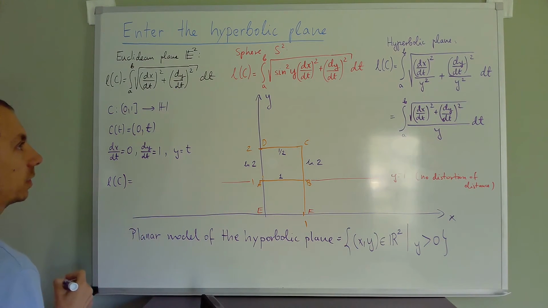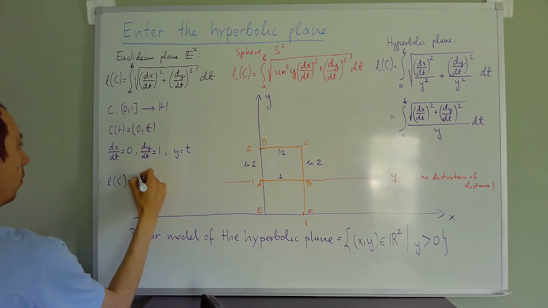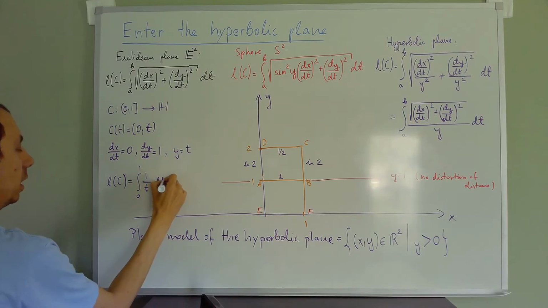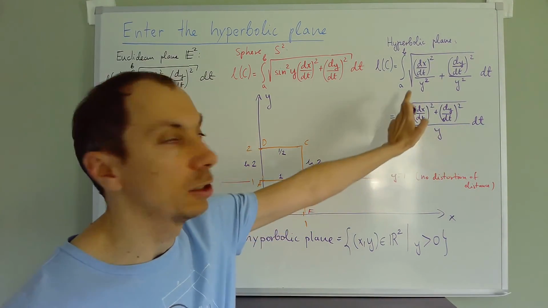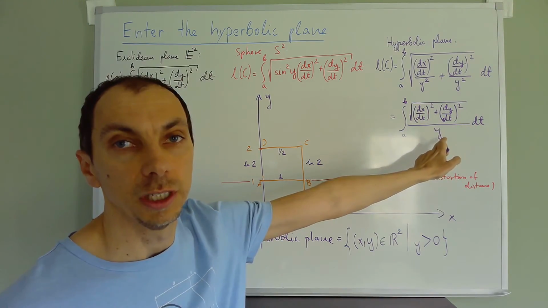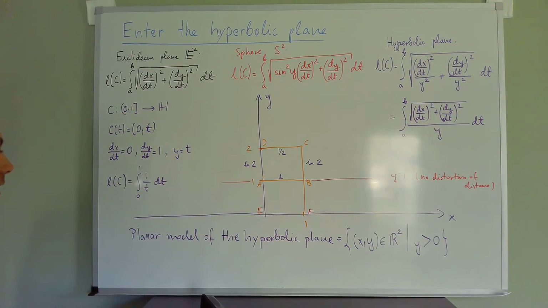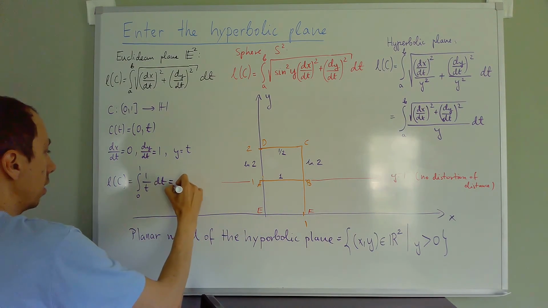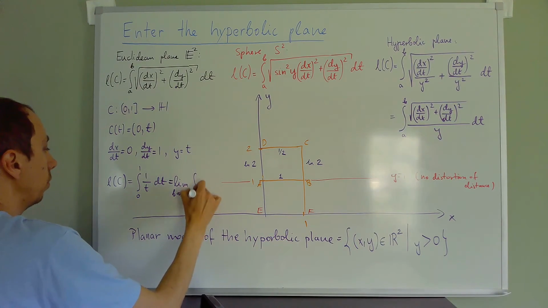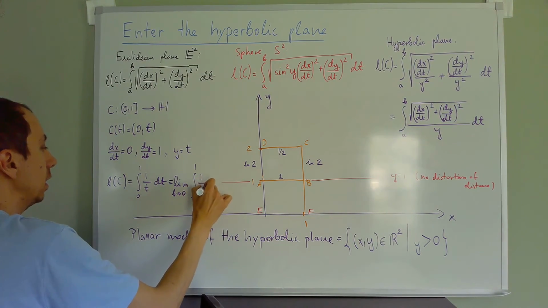So I get L of c, that's the integral from 0 to 1, 1 over t dt, right? Dx over dt being 0 and dy over dt being 1 gives you the numerator still 0, and y being equal to t gives you that bottom here. Oh, but that's an improper integral, right? Because at 0 this function is undefined, and that actually does make sense because that point is not there. So that's the limit as b goes to 0 of the integral from b to 1 of 1 over t dt.